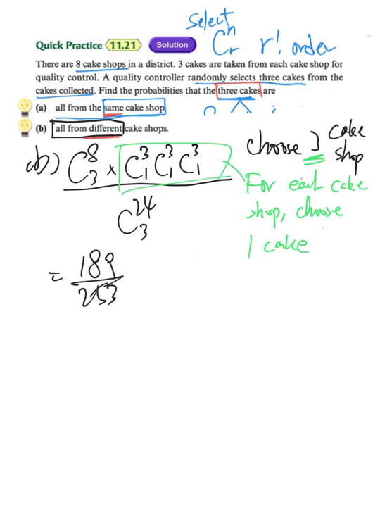Now again, you can see that the part A result plus the part B result, the probability is not equal to 1 because they are not complementary. So that is question 21.